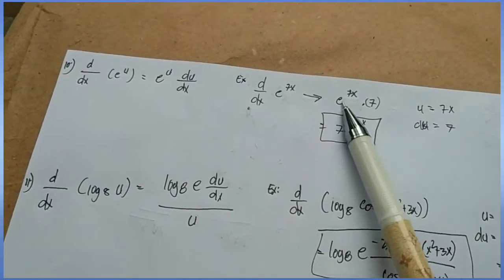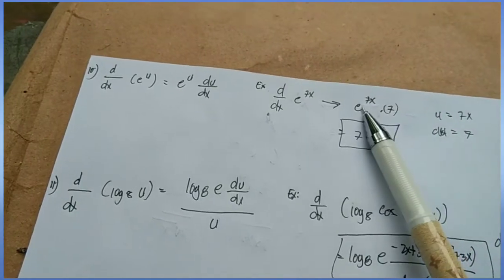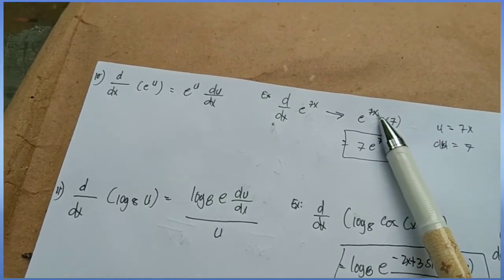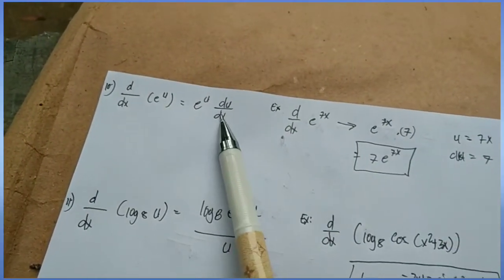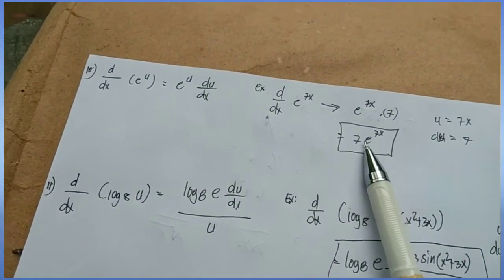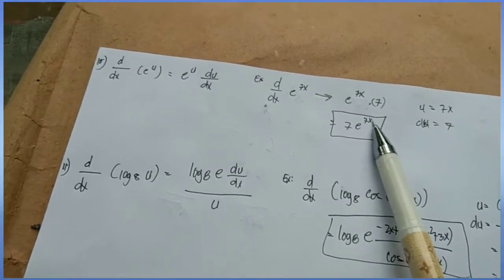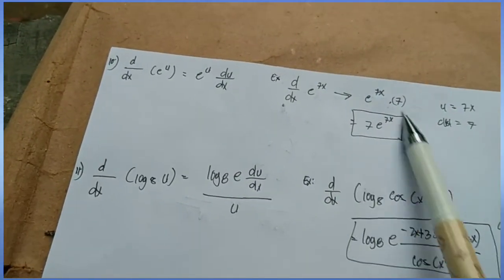So e to the u, e to the 7x, times the derivative of your u, which is 7. So 7e raised to the 7x. So this is our final answer.